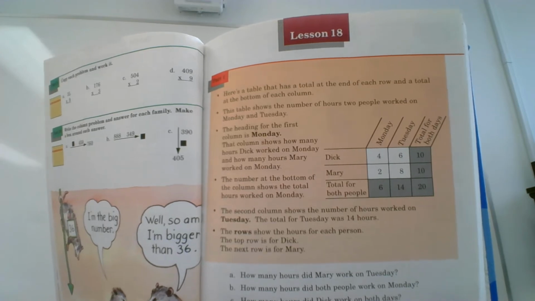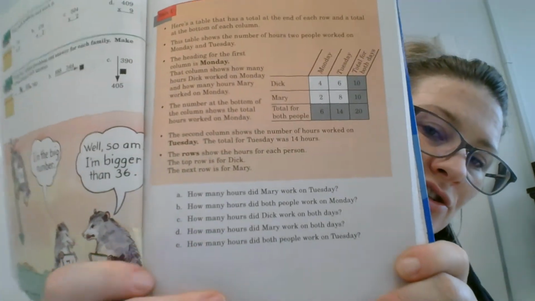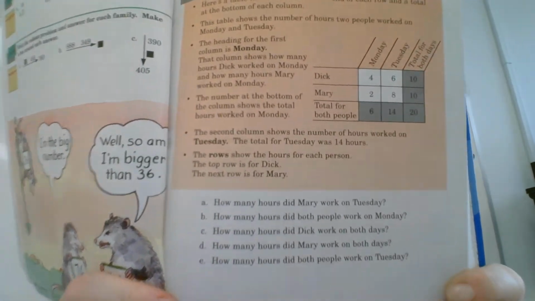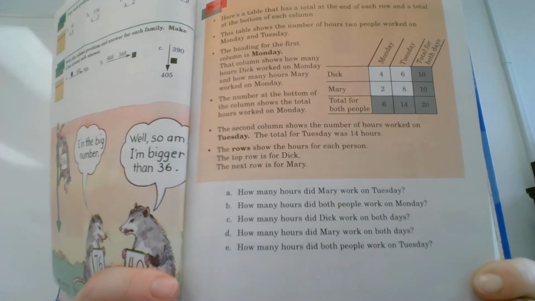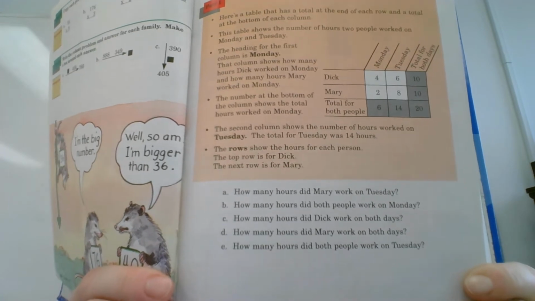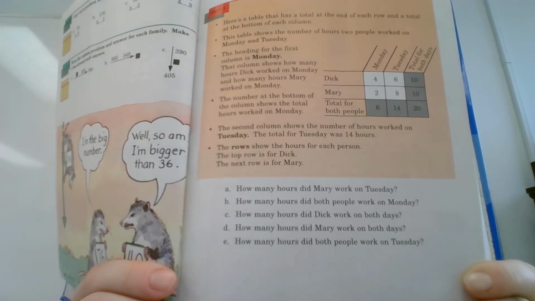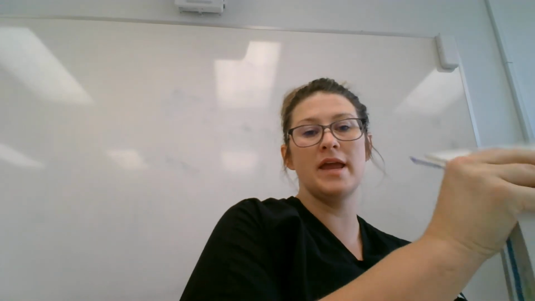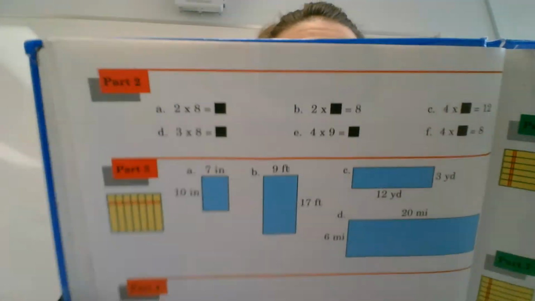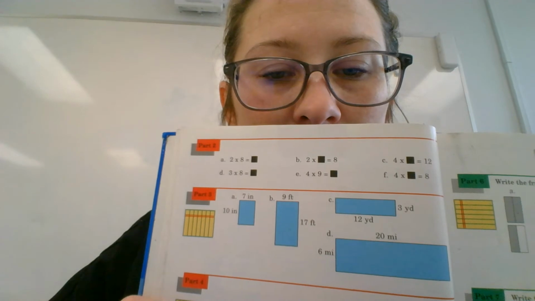Your turn. I want you to go ahead and try questions A, B, C, D, and E on your own. Make sure that you write the letter down and answer the questions based on the chart. Most of the questions we actually went over already. So when you are finished, you may go ahead on to part 2 and part 3. I want to see how you do on part 3 on your own.